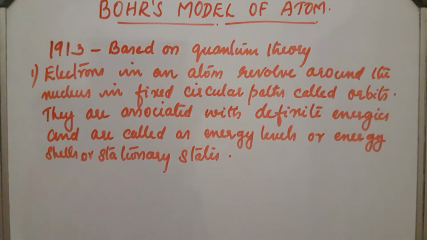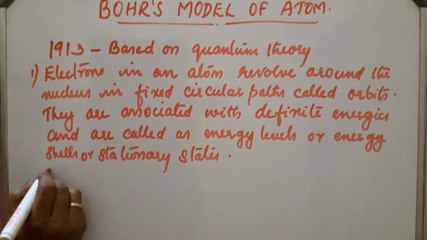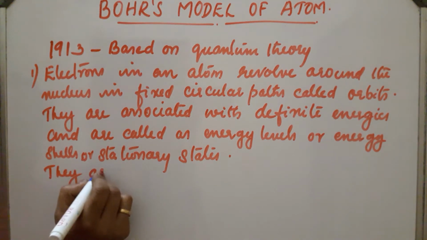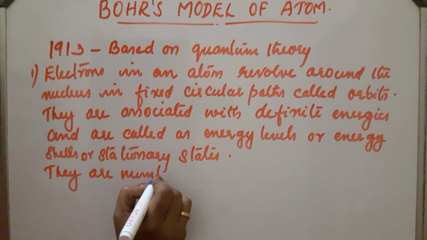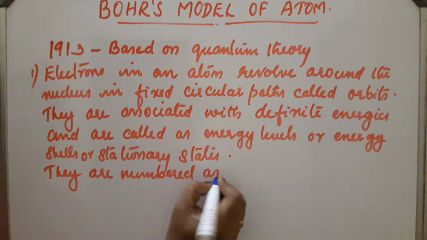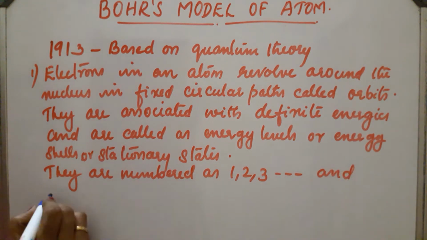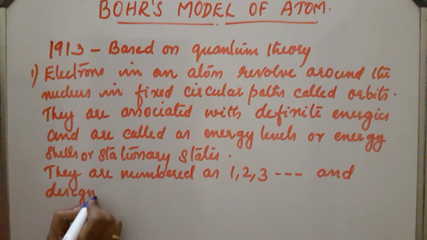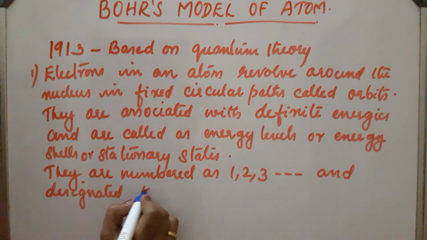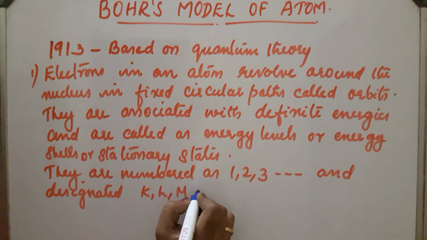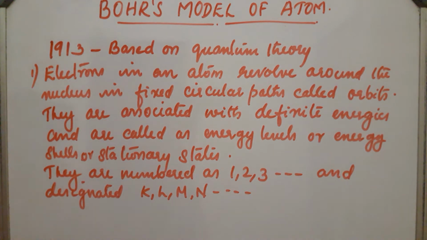Next, they are numbered as 1, 2, 3, etc. and designated as K, L, M, N, etc. So the names of these different shells are K, L, M, N, etc. And an important point is that this 1, 2, 3 numbering starts from the nucleus.